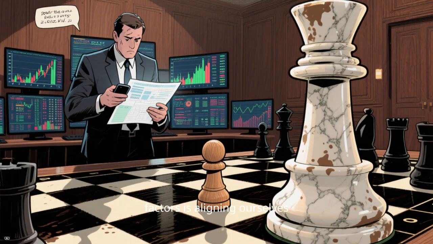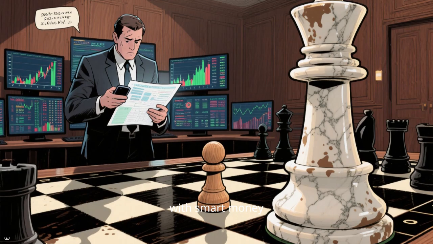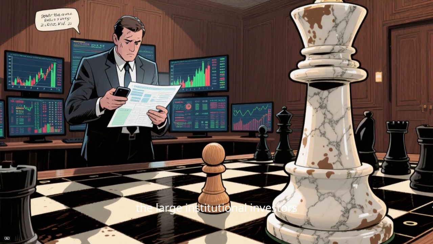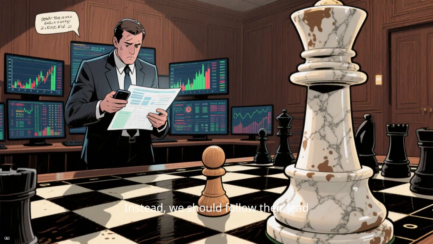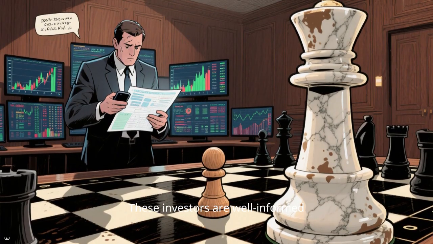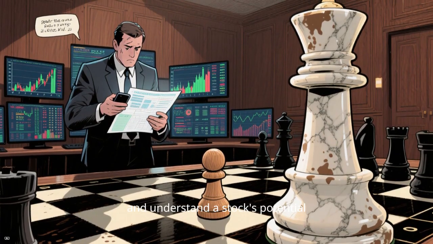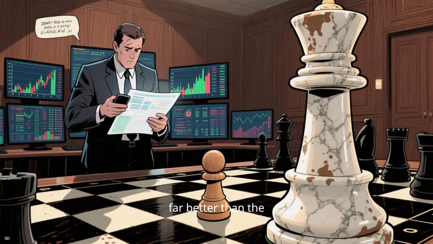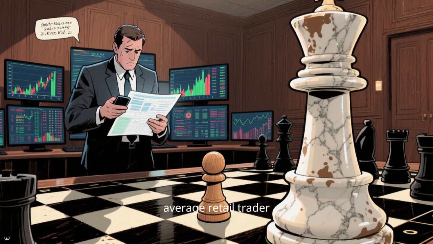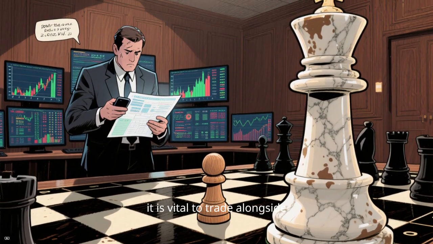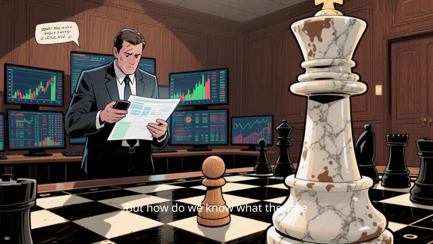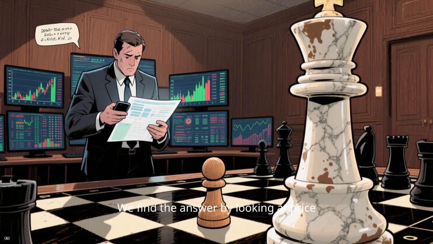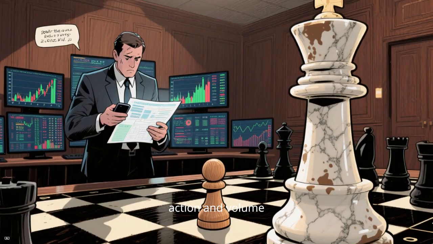One of the most important factors is aligning ourselves with smart money, the large institutional investors. We should never trade against them. Instead, we should follow their lead. These investors are well-informed and understand a stock's potential far better than the average retail trader. To remain profitable, it is vital to trade alongside these big players rather than against them. But how do we know what they are actually doing? We find the answer by looking at price action and volume.